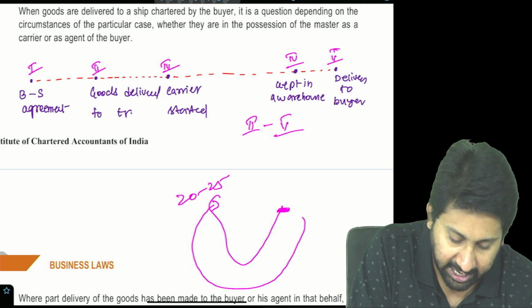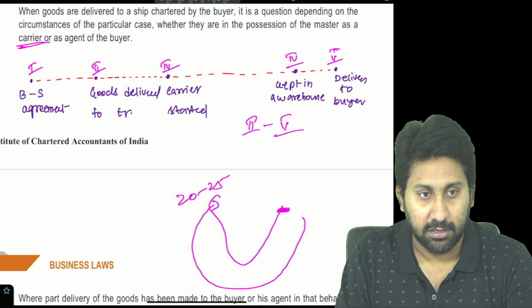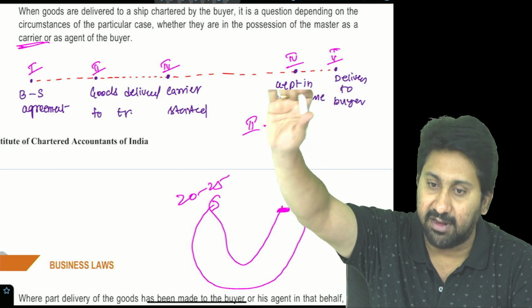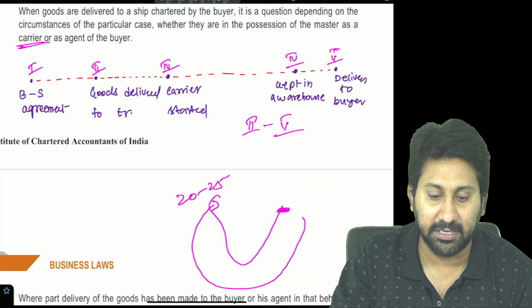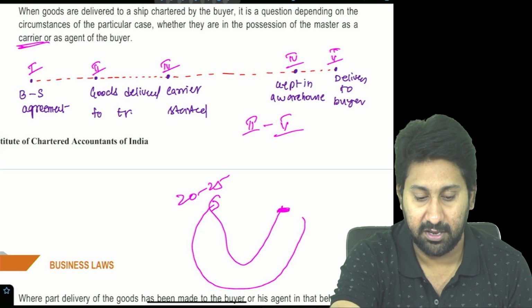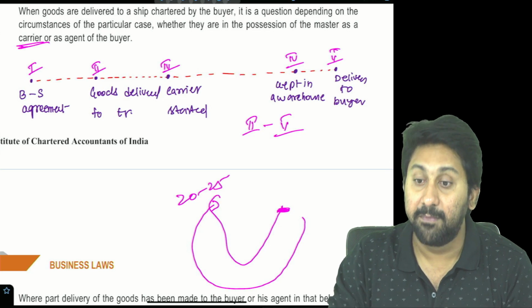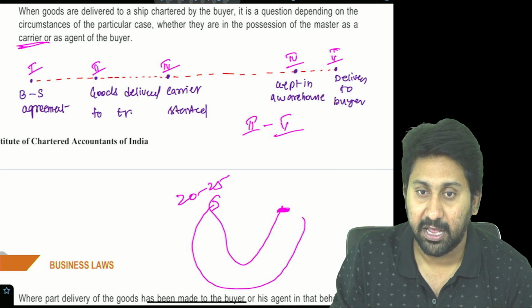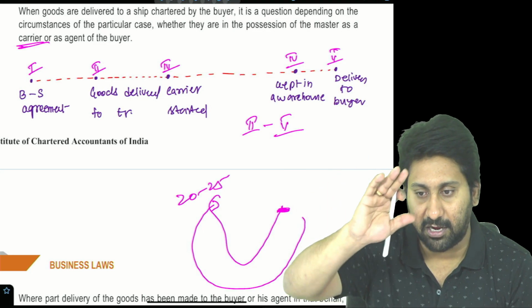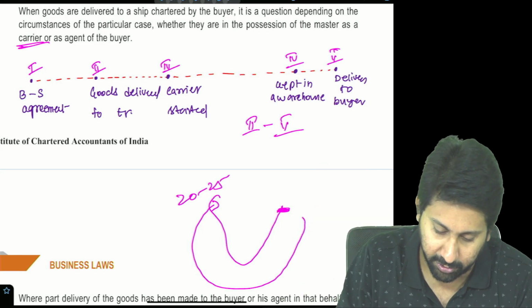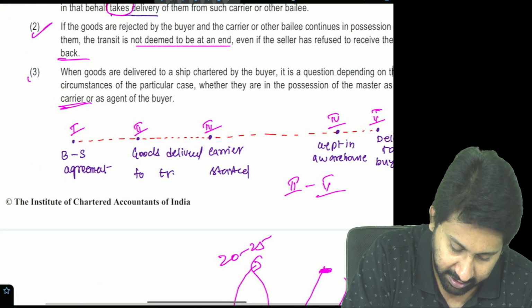In all other cases, if he is just a carrier, the same concept applies: till the delivery in Gujarat or somewhere else, the transit will be continued. That means if he is a buyer's person, immediately on delivery transit will be completed. If he is not a buyer's person, he is just a carrier vehicle, then till delivery it will be continued. That's the third one.